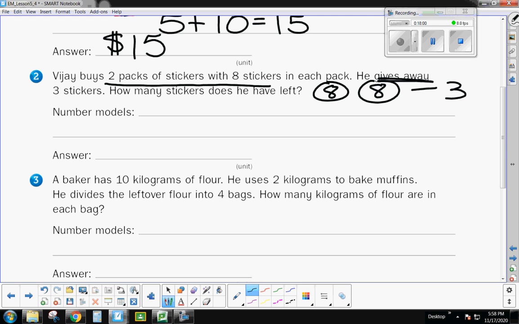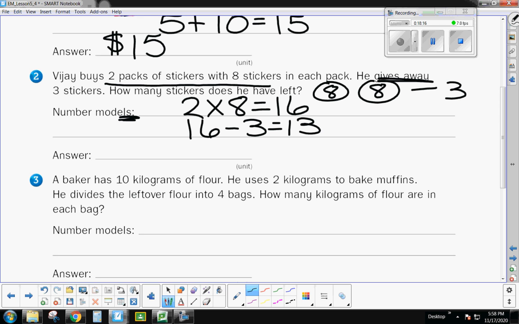So boys and girls, your number models that you should have used, this was actually a multi-step as well. First, you did 2 groups of 8 to get 16. And then you're going to be doing your subtracting. 16 minus 3 equals 13. So 13 is my answer. I always need to label my unit. How many what? Stickers. So 13 stickers should have been your answer.